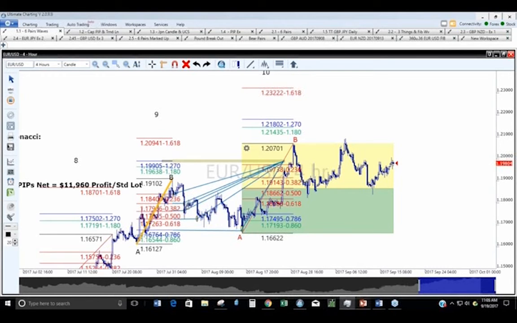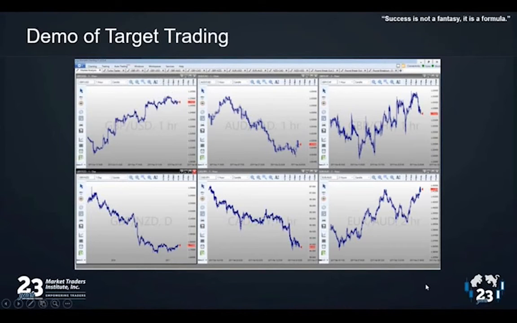Okay, let me go back to the slides. So the way the Power Fibonacci tool works is I'm going to show you again how quick and easy this is.